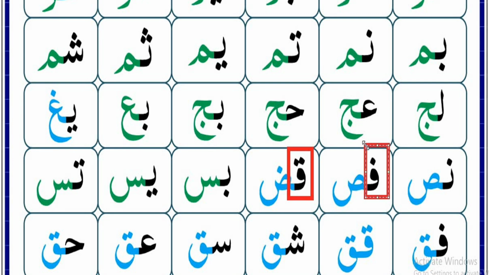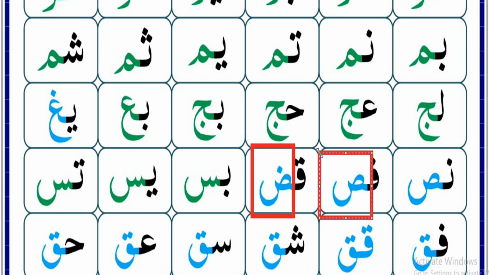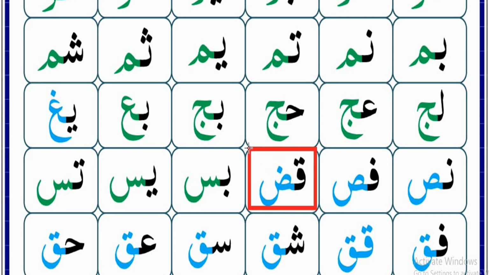When these letters are connected to the next letter, the only difference between the two would be the dot. Fa has one dot and Qaf has two of them. So as you can see here, the difference is just a dot. So the letter is Qaf, and the other is Dad because it has a dot on top, and the previous one was Swad because it was without a dot. So without a dot it was Swad, and here it is Dad. Qaf, Dad.